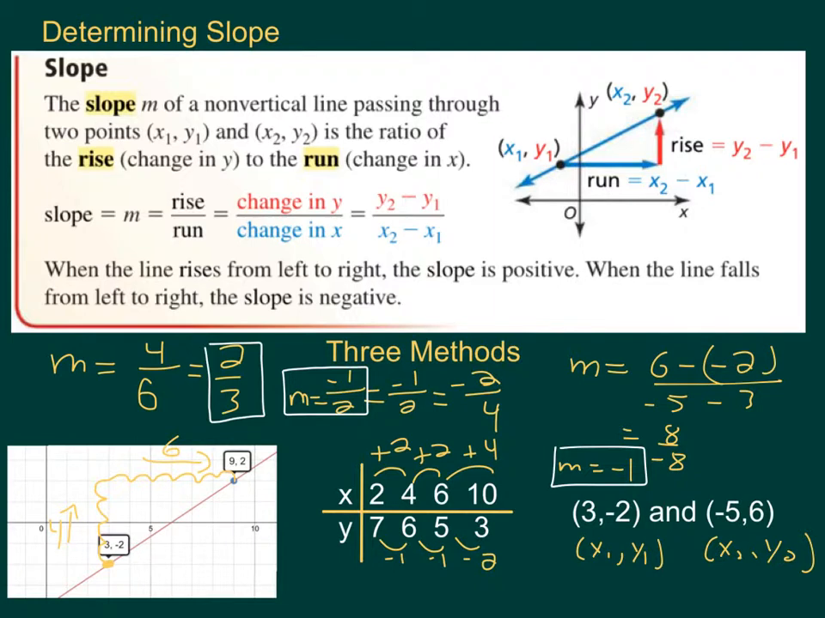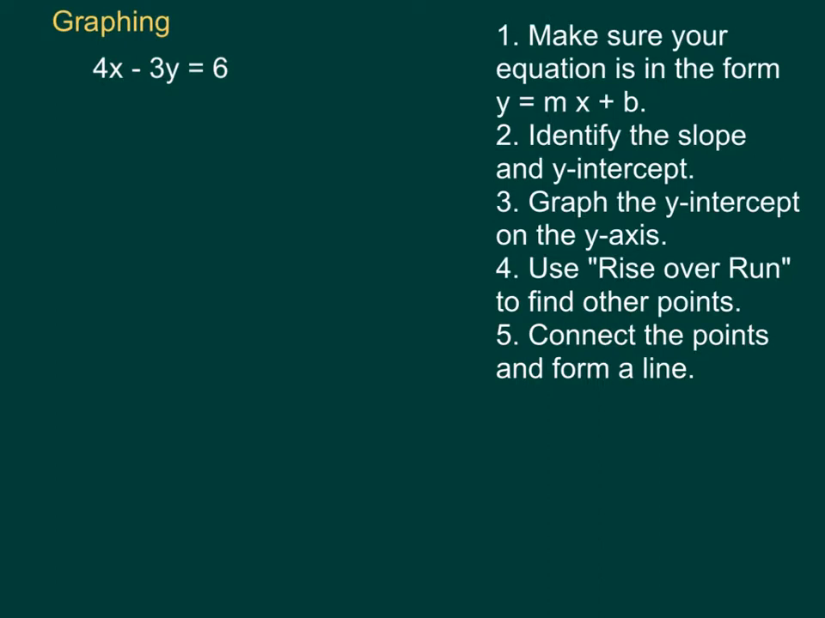All right, now how do we graph with slope-intercept form? Okay, so let's graph this equation, 4x minus 3y equals 6. We could use the intercept method that we had used with standard form, but we're trying to practice something else here. In order to do this, we first want to get it in slope-intercept form, which means getting the y by itself. In order to get the y by itself, I'm going to start by subtracting 4x.